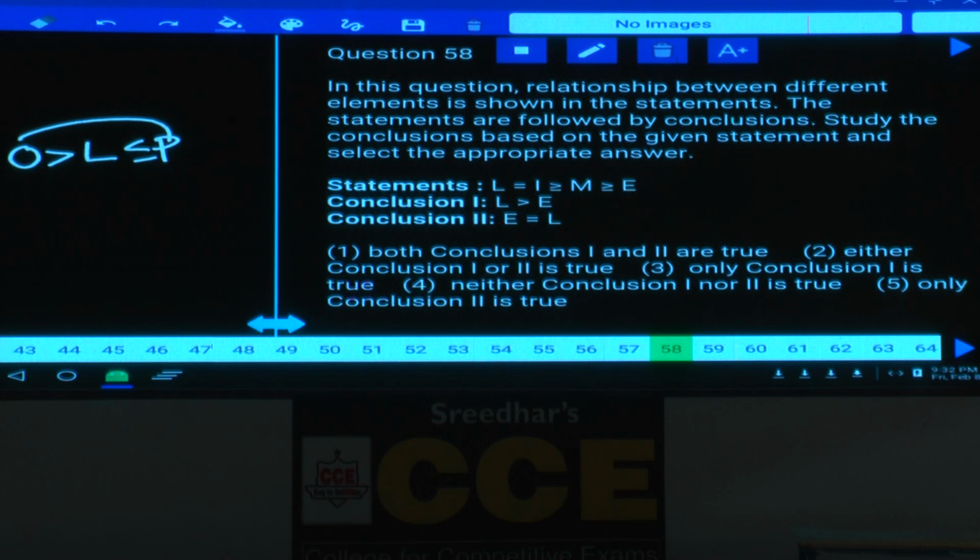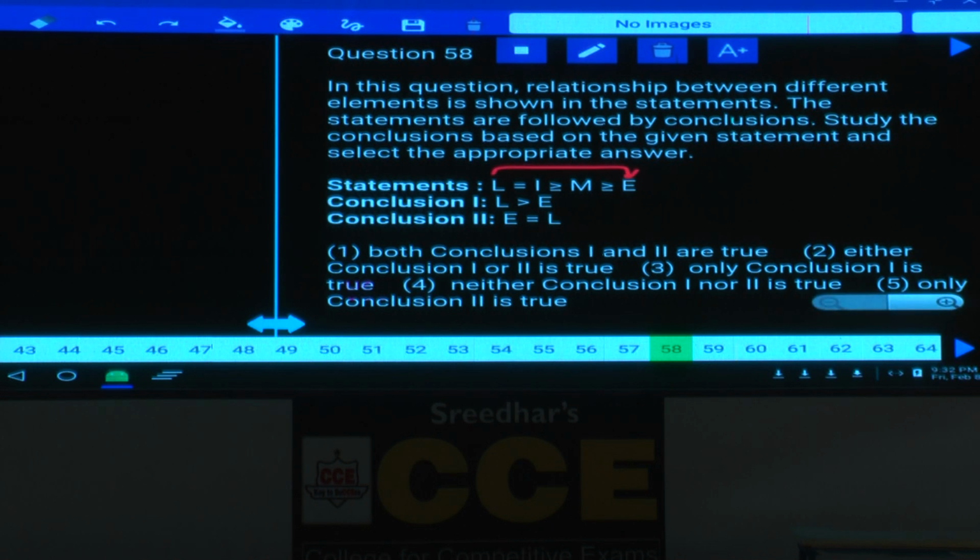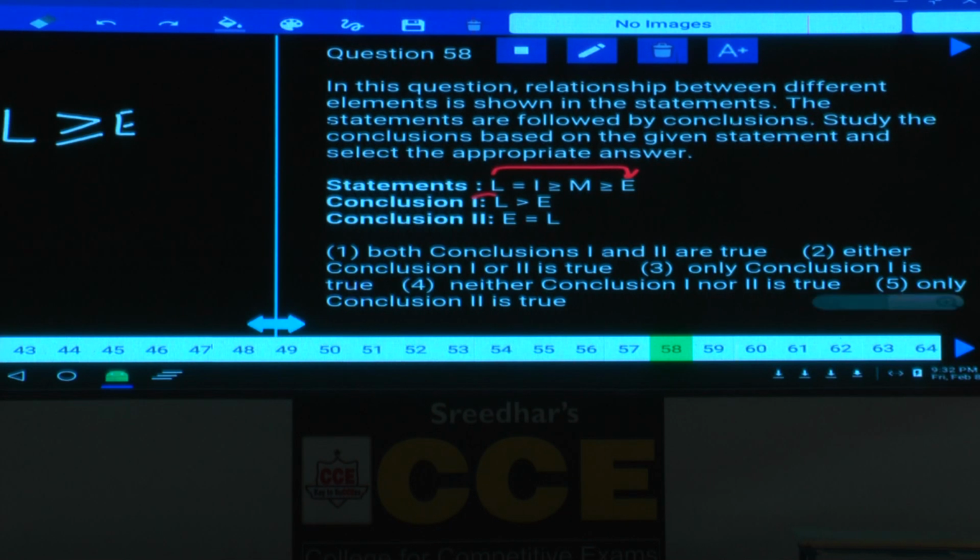Then 58. Now the relation between E and L. If you observe here, both the conclusions are in between E and L only. Now between L and E, tell me which symbol is common? Greater than or equals to, hence L could be either greater than or equals to E. Hence either 1 or 2, that is choice 2. Now question number 58, that is choice 2.